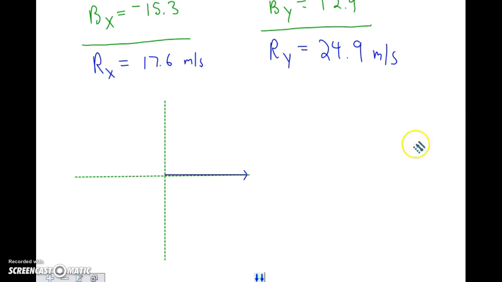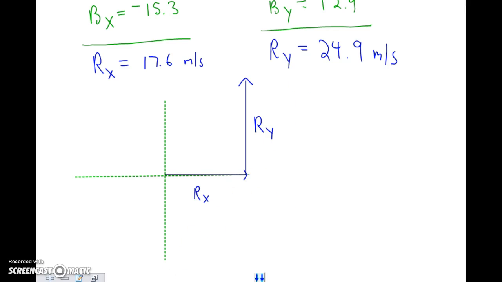And using head to tail, I will put Ry attached to that. So this is Rx. We'll draw Ry a little bit longer, not to scale, but 24.9 is a higher magnitude than 17.6, so let's draw it somewhat related to size. The tail of it goes on the head of Rx, and it will look something like that. That's not quite straight, so let's fix that. There we go. Put a little arrowhead on there, and we'll call that Ry. Those are the magnitudes there, so I won't relist them.